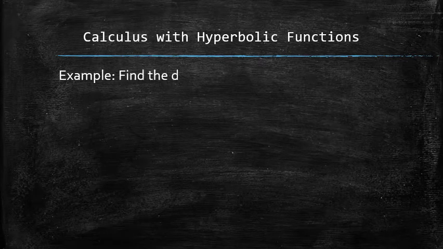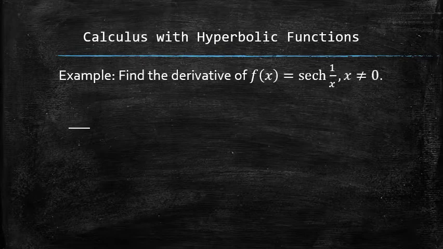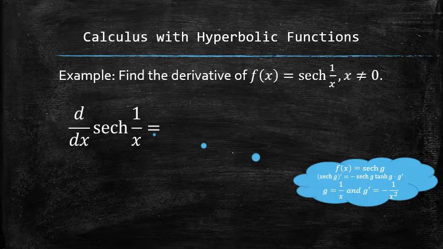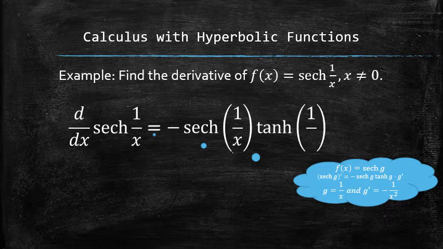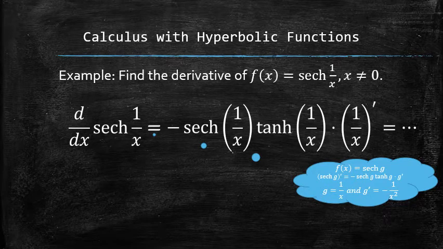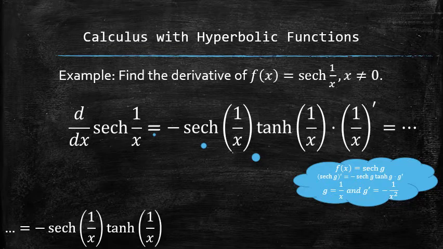Let's, for example, find the derivative of the following function. We start the process by recognizing that we have to find the derivative of a composition of the hyperbolic secant function applied to the reciprocal function, which is equal to the following expression, in which we know how to find all the components. We get the final answer after plugging everything in and simplifying.